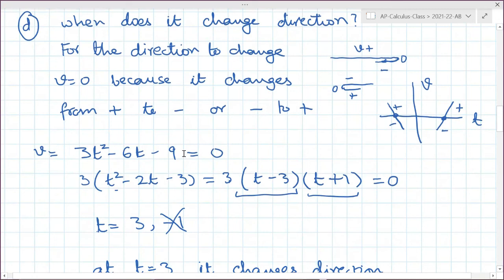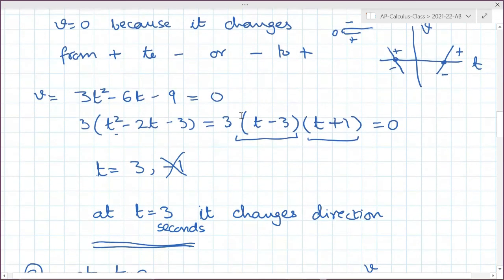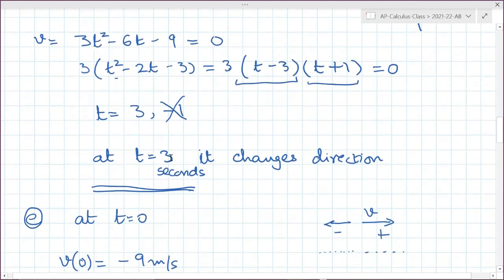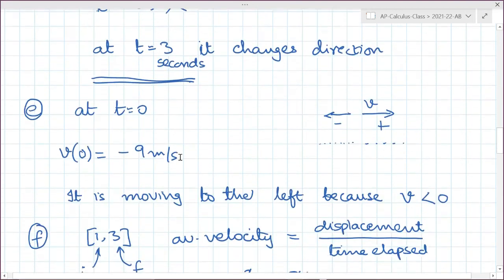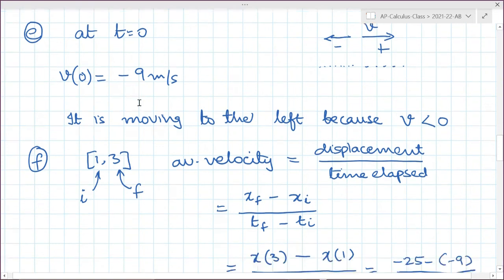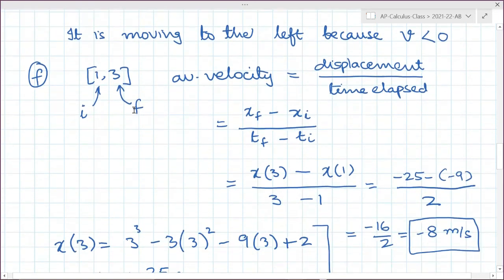So this was a quadratic. We factored it and found the roots. And one of those we got negative, when they have given us times greater than or equal to 0. So we threw away that part. That gave us that at t equals 3, it changes direction. Then this one we had to find velocity at 0 and which way is it moving. So we found that out by plugging in 0. It was negative, so it's moving to the left.